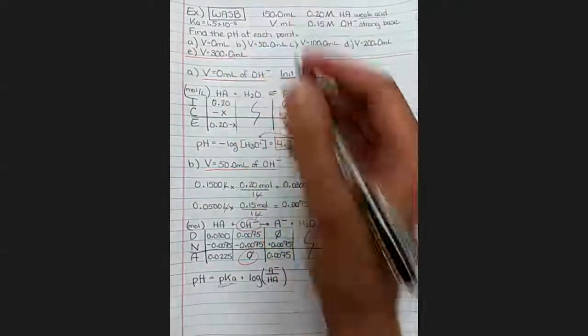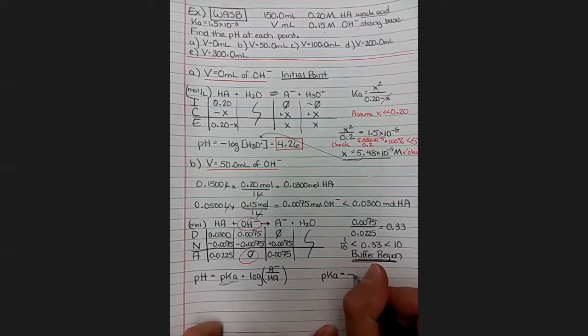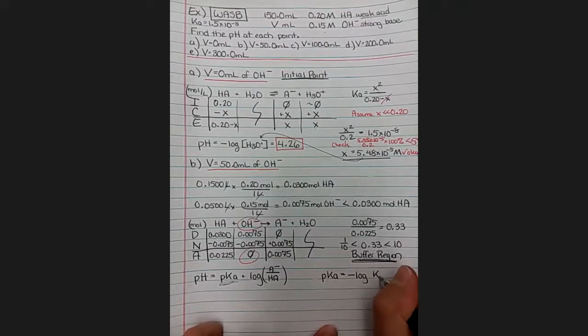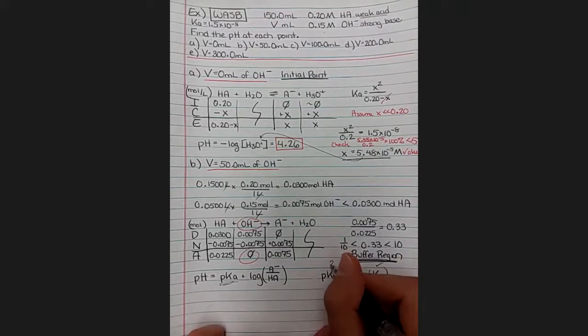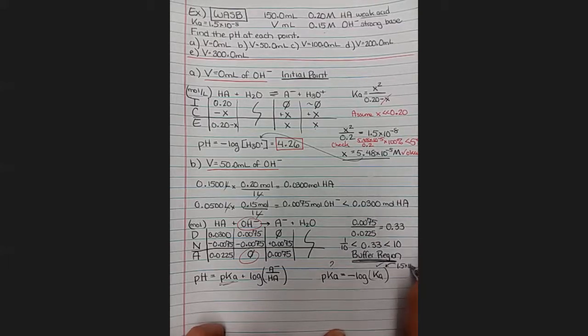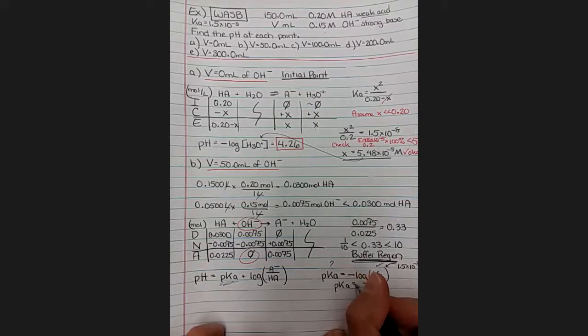We were given the Ka up here. So remember that the pKa, the P function, means you take the negative log of that thing. And we have the Ka and we want to find the pKa. So we'll do negative log of 1.5 times 10 to the negative 8th. And we should get pKa equals 7.82.